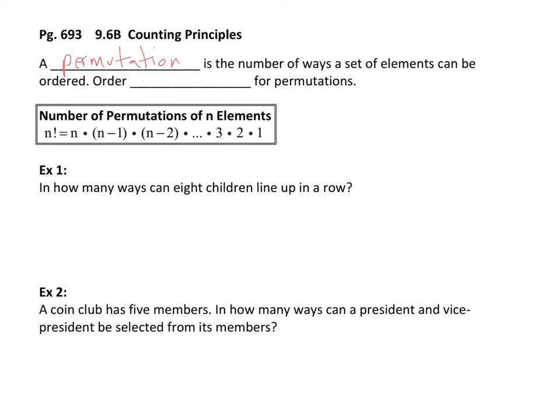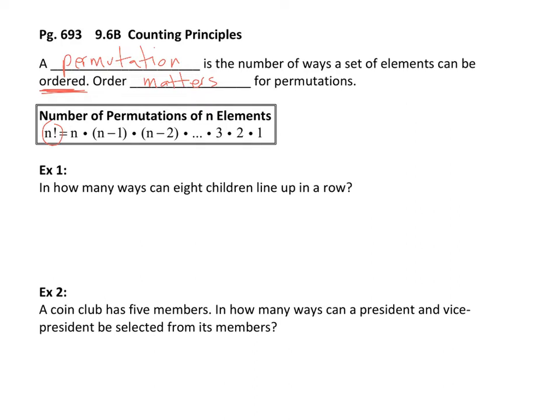Now, a permutation is the number of ways a set of elements can be ordered. Ordered is the key word. Order matters when you're talking about permutations. For example, if you're lining people up in terms of height, from tallest to smallest, that means the order matters. That's one example. The number of permutations of n elements is simply n factorial.